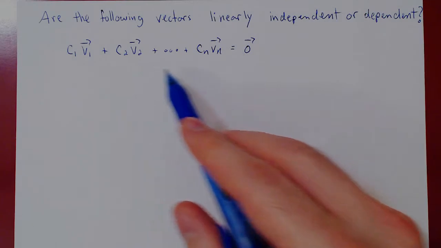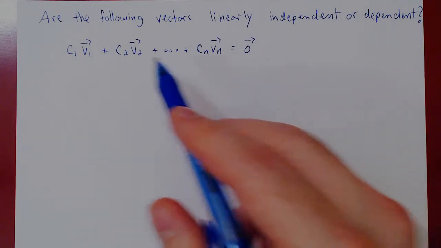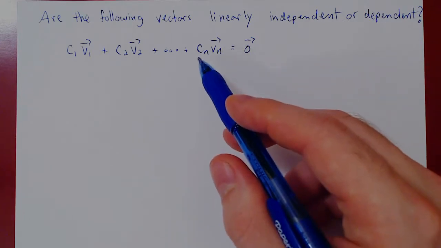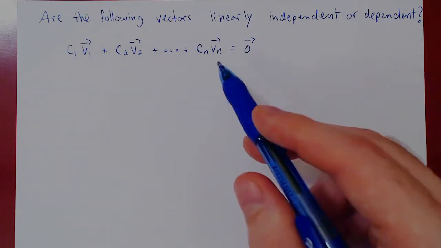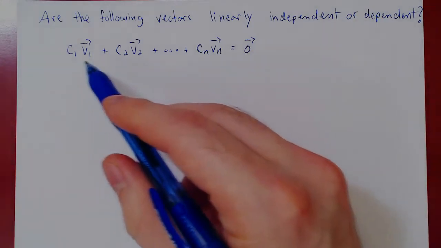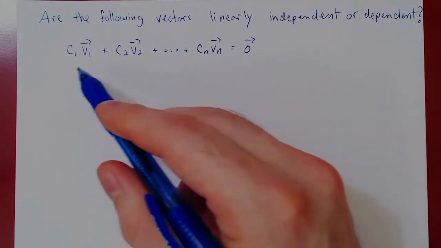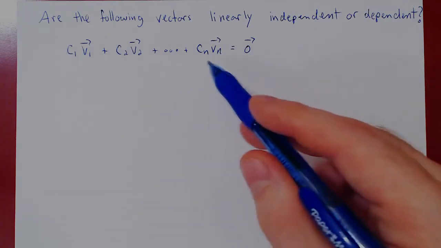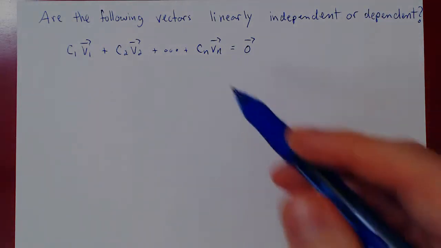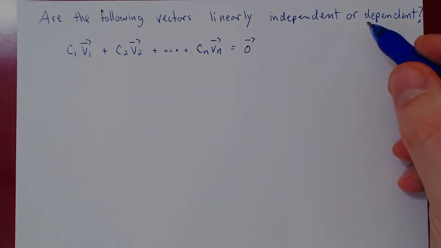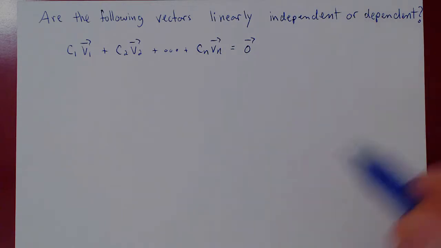Now, if the only solution is the trivial solution, where c1 equals 0, c2 equals 0, up to cn equals 0, then the vectors are linearly independent. On the other hand, if we can find a non-trivial solution, a solution to this equation where at least one of the coefficients, whichever one it is, is non-zero, then we have more than the trivial solution, and so the vectors are said to be linearly dependent.